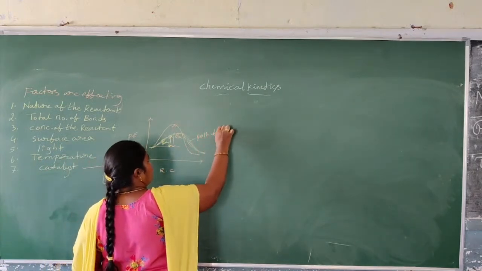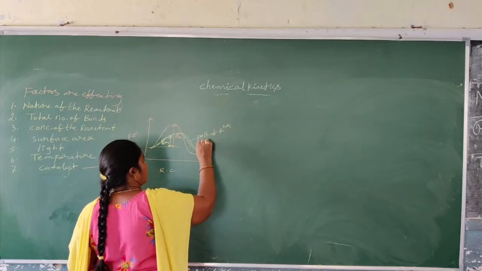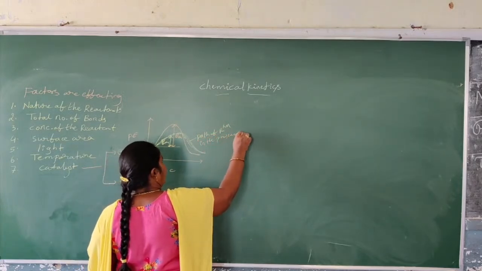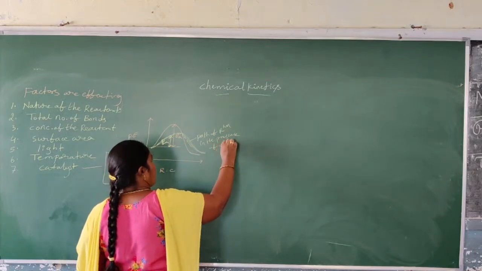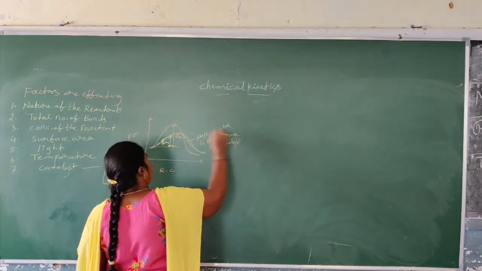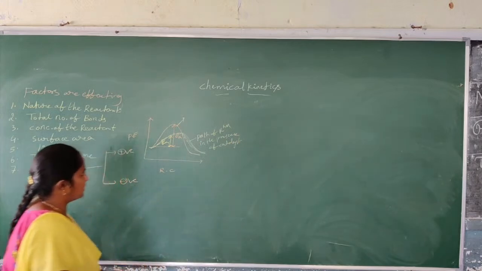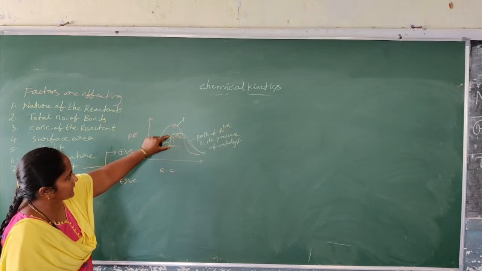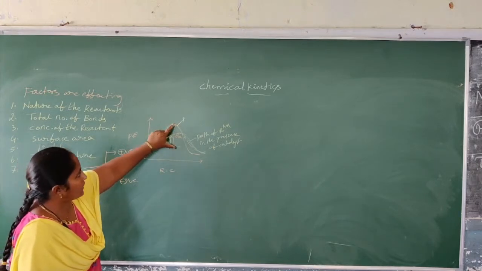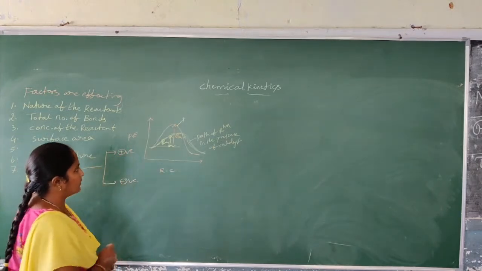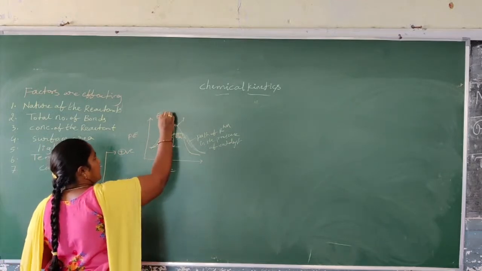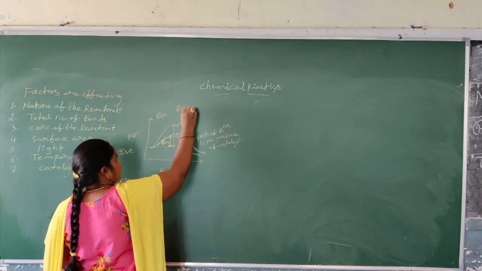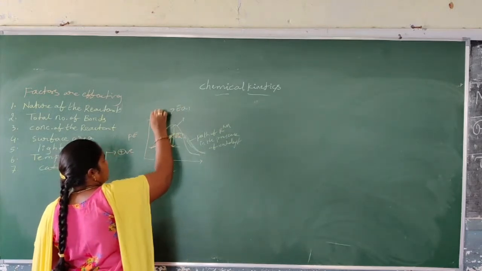Path of reaction in the presence of catalyst. And this is the path of reaction without catalyst. Activation energy by using a catalyst, like this. Activation energy without the catalyst. So here, EA and EA1, which is more? Here EA is more.